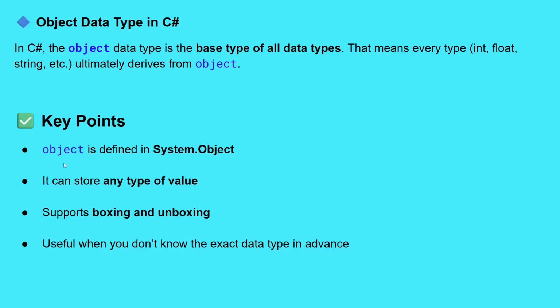Key points. Object is defined in System.Object. It can store any type of value. It supports boxing and unboxing. This boxing and unboxing we'll do in the next video. It is useful when you don't know the exact data type in advance.